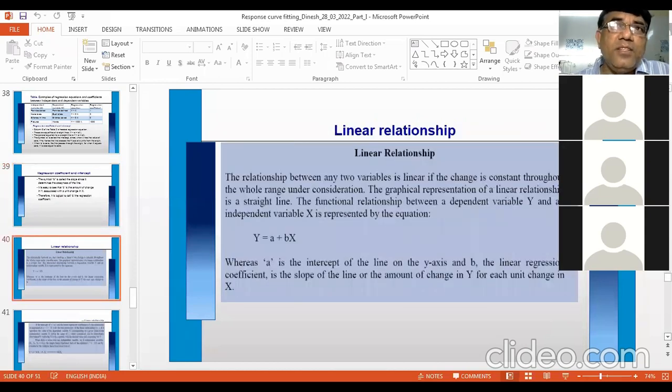So now we see the linear relationship in detail. First, we will see linear relationship or curve fitting, curve fitting for linear data. Data from the field can have two or three kinds of trends. It may have a linear relationship or it may also have a curvilinear relationship. So first we will learn the linear relationship.